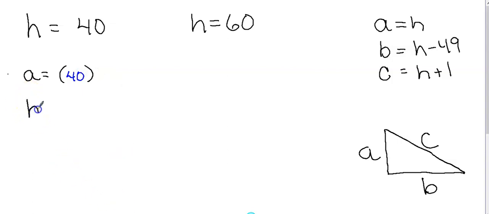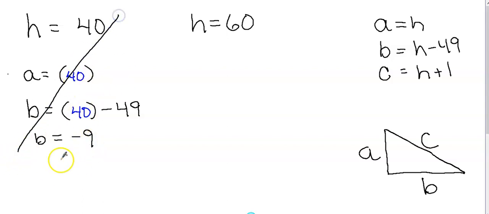B is h minus 49. And this one says h is 40. What is 40 minus 49? This is then saying that b is negative 9. That is a negative length. We cannot have a negative amount of wire or negative distance. So we have checked that because b is showing as negative if the height is 40. This is not a correct answer.